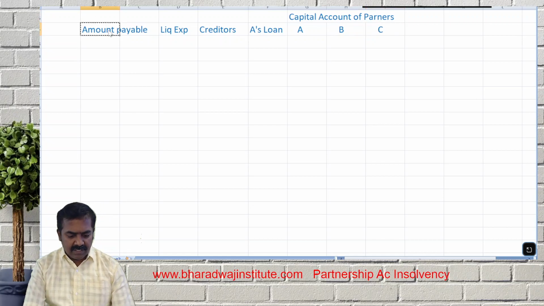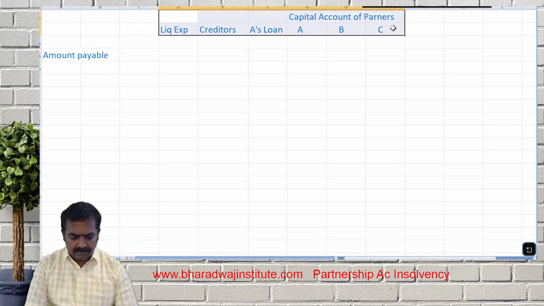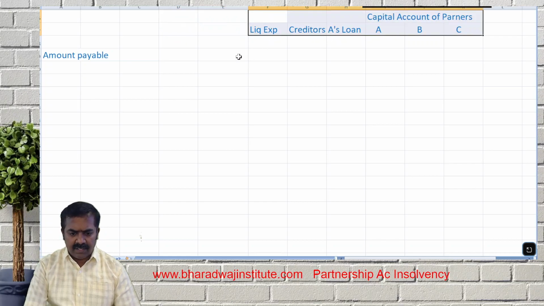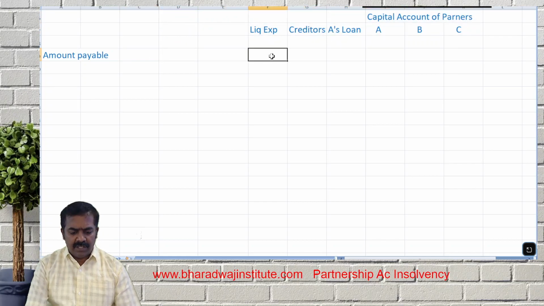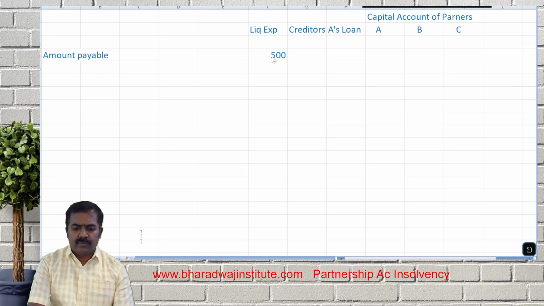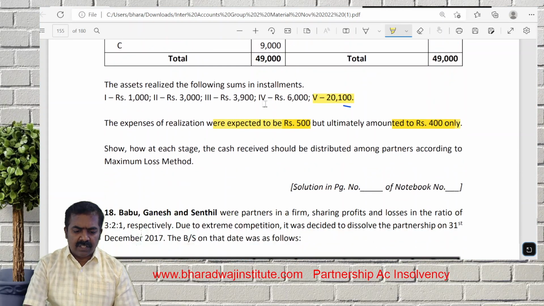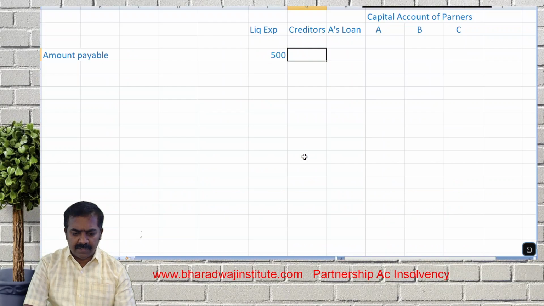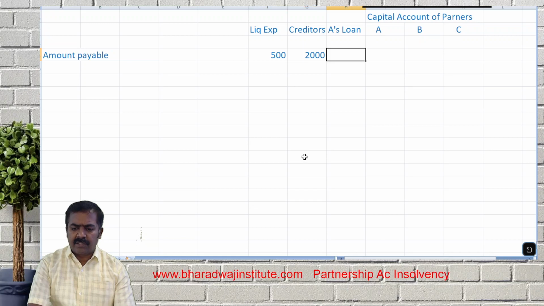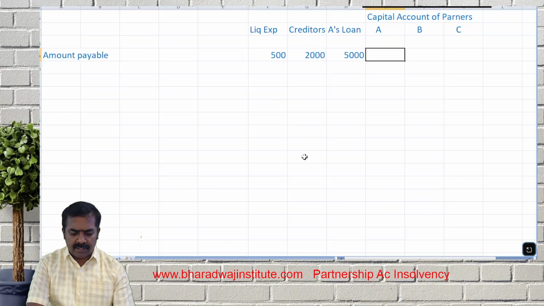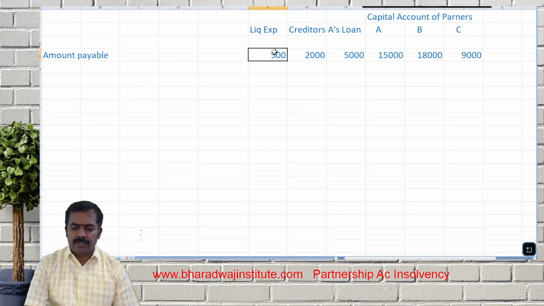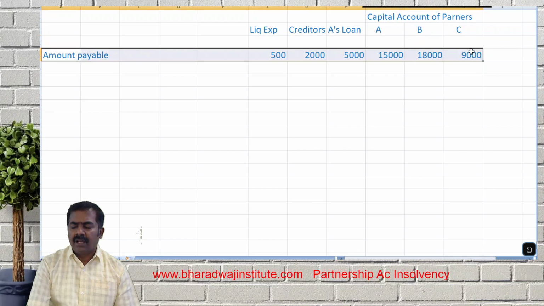Okay. So let us take the amount payable. It is going to be a little lengthy statement. What is the amount payable? Initially we provide for liquidation expenses 500. Creditors, any discount given? No. We have to pay creditors 2,000. A's loan 5,000. Then A, B, C capital accounts: no adjustment, no P&L account, no general reserve, no miscellaneous expenditure. As capital, how much do you have to pay? 9,000 rupees. This is the amount payable.